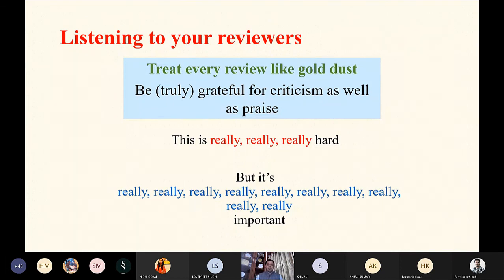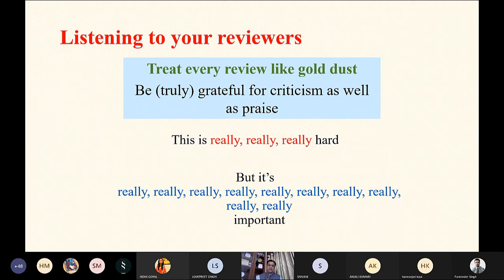Listening to the reviewers: whatever comments and reviews we get from different experts and reviewers, we have to treat them as gold dust. No doubt I have been getting criticism for my papers and comments from different reviewers and experts, and I always treat them in a positive way, because that will enhance my knowledge. I am going to learn something new in which I have been lacking.